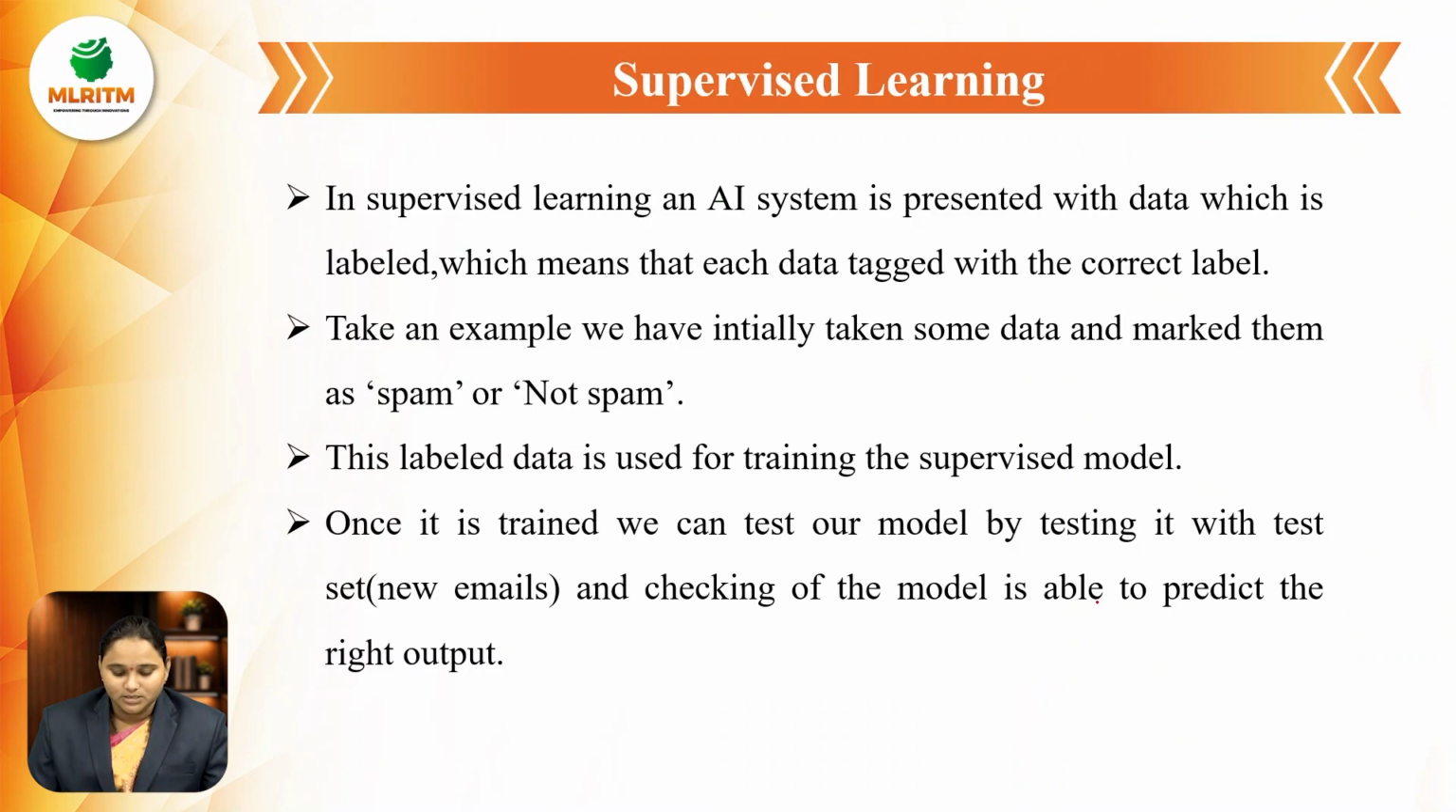First, coming to supervised learning. In supervised learning, the AI system is presented with data which is labeled. Next, take an example. We initially take some data and mark it as spam or not spam. This labeled data is used for training the supervised learning model. Once it is trained, we can test our model with a set of new mails and check whether the model is able to predict the right output or not.